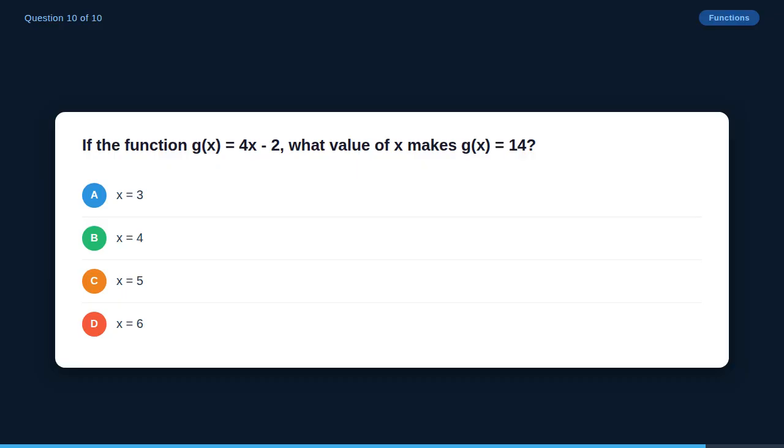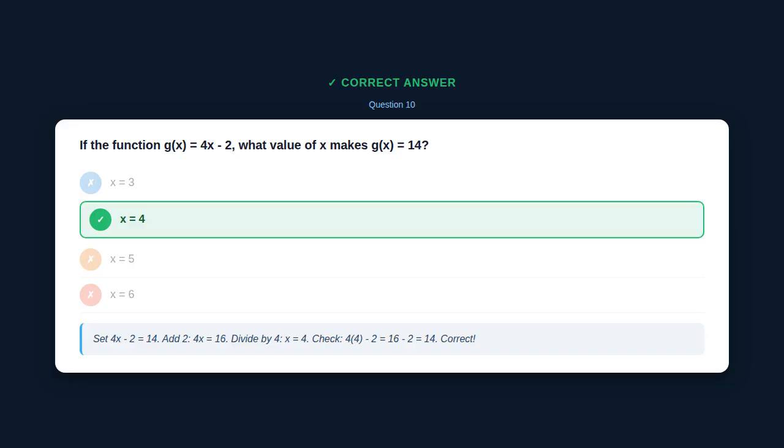Question 10 of 10. If the function g(x) = 4x - 2, what value of x makes g(x) equal 14? Option A, x = 3. Option B, x = 4. Option C, x = 5. Option D, x = 6. Take a moment. The correct answer is B, x = 4.